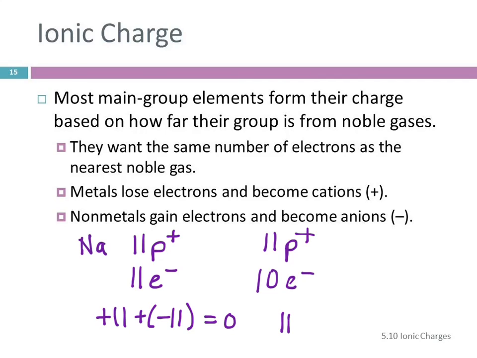So that would be 11 positive charges plus 10 negative charges. What does that add up to? It adds up to plus 1. So sodium then is a plus 1 ion when it does that. So the metals tend to do that. They will lose electrons, and when they do that, they gain a positive charge.